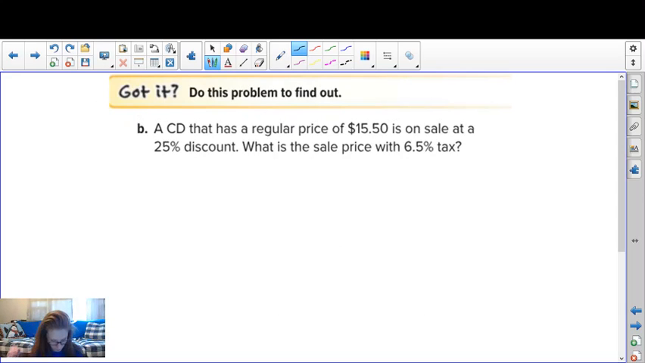All right, I want you to do this got it problem. A CD has a regular price of $15.50, then on sale for 25% off. What is the sales price with 6.5% tax? Go.